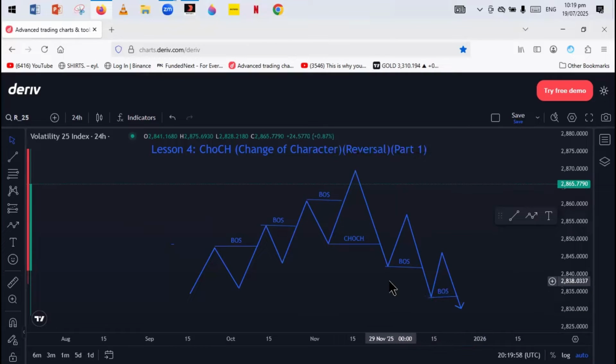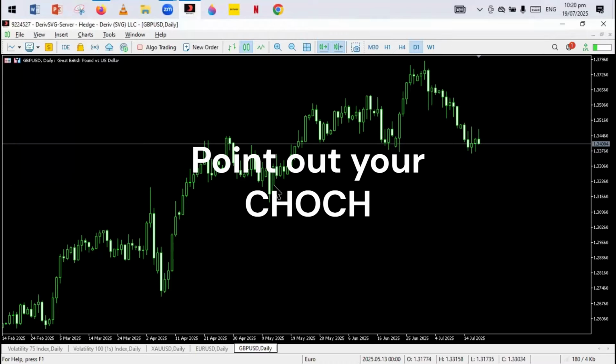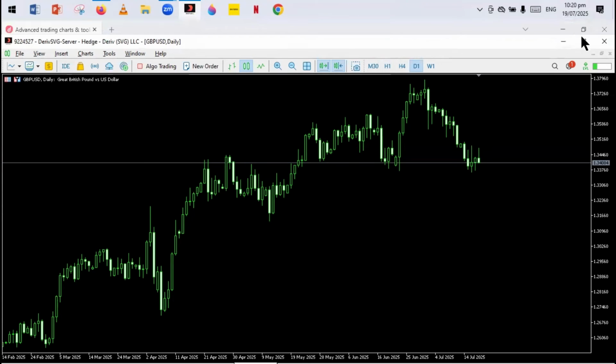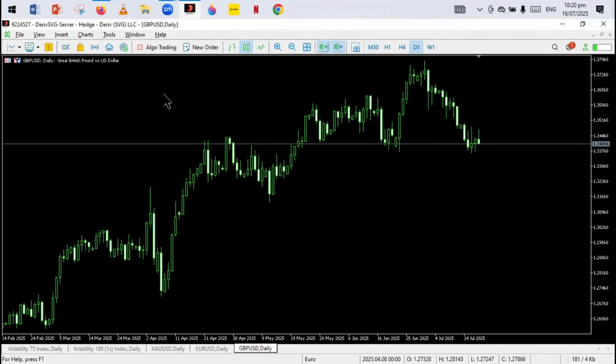we know how to tell when price is reversing, let us go to the charts and then I'll show you how to point out your break of structures in the higher time frames. So on GBP USD, we go to the daily time frame. You can see price is in an uptrend as we are breaking structures to the upside. So we have a higher high, higher low there. That is the change of character.